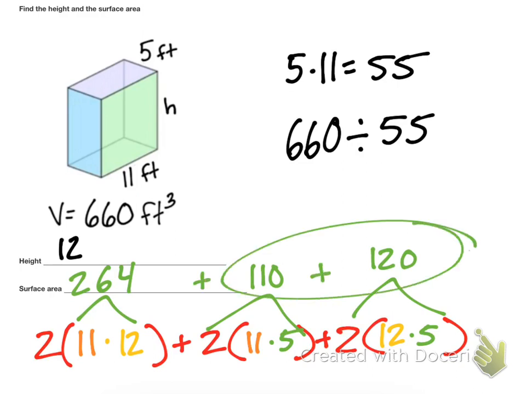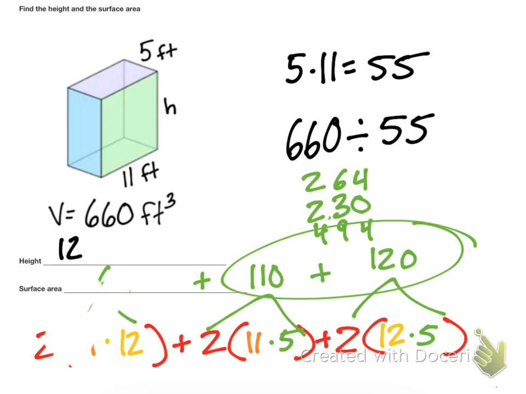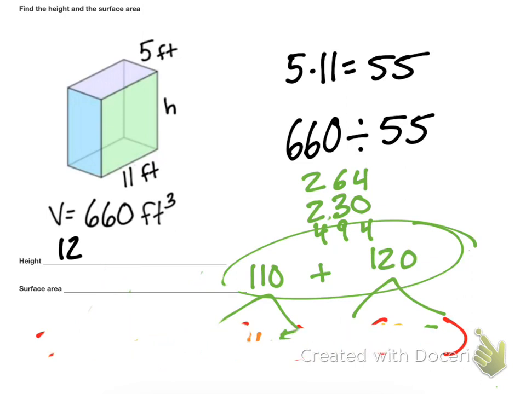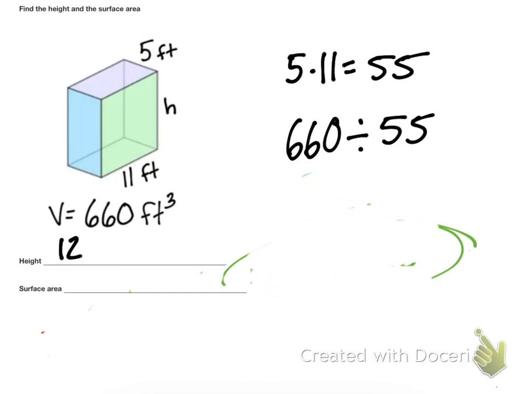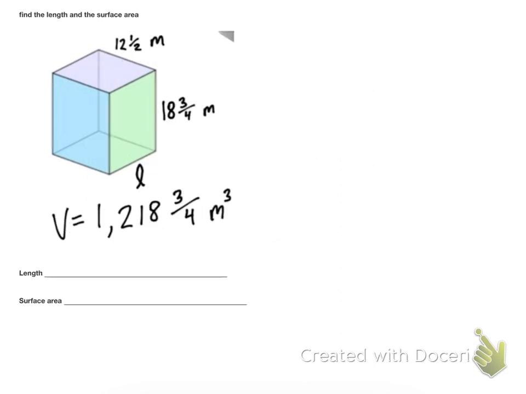We add these all together. This one gives me 330 plus 264. And in the end, it's 240. Man, I can't count today. It's 230. In the end, what I get is 494. So, my total surface area in the end, as many of you guys wrote, is 494. So make sure you know that formula for surface area because it's incredibly important.